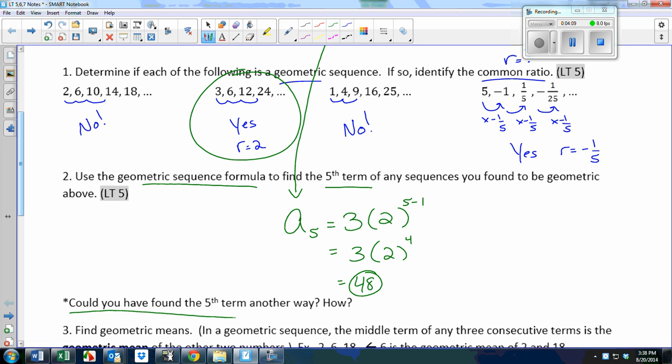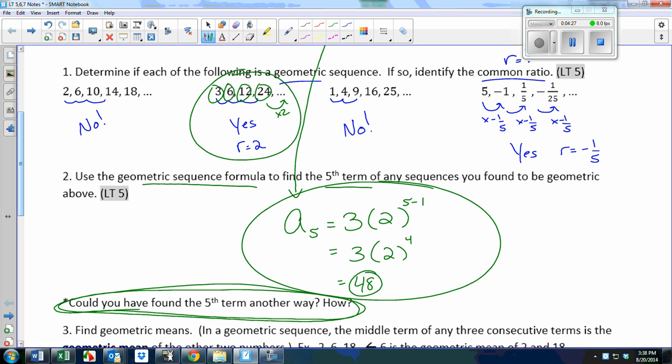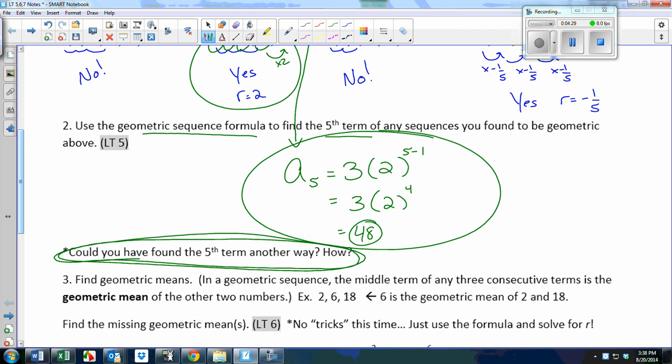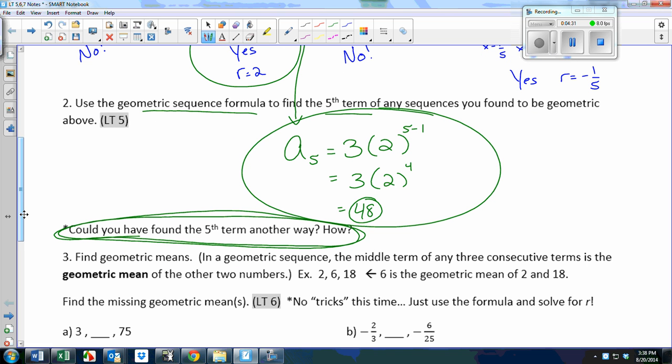So briefly, could we have found the 5th term another way? And the answer is, of course, yes, we could have, because they gave us 3, 6, 12, 24. They gave us the first 4 terms, so we could have found the 5th term just by multiplying times 2 and got 48. But those formulas are going to be handy in the future, so we want to take every opportunity we can to practice those and get comfortable with them, even for simple problems.